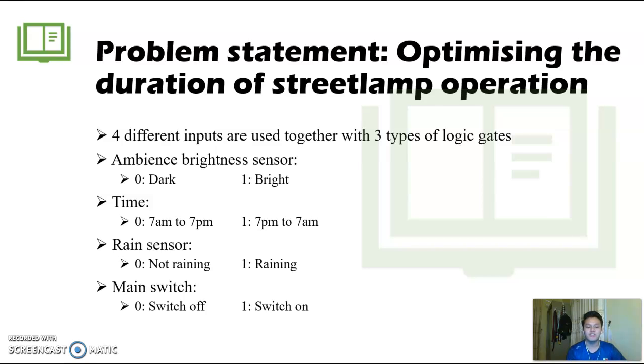Moving on, next is the rain sensor. When it's not raining, the input will be 0, and when it's raining, the input will be 1. And last but not least is the main switch. So why did I include the main switch in these inputs?